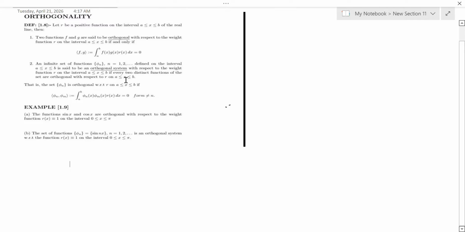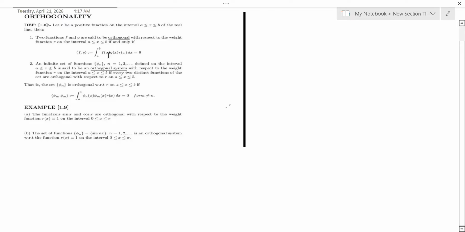So if I want to show that a given set of functions is orthogonal, then I have to pick two distinct functions that are different, they are not the same. So if you can get two distinct functions like phi of 1 and phi of 2, and you show that those two distinct functions with respect to the weight function give 0, then it is orthogonal.